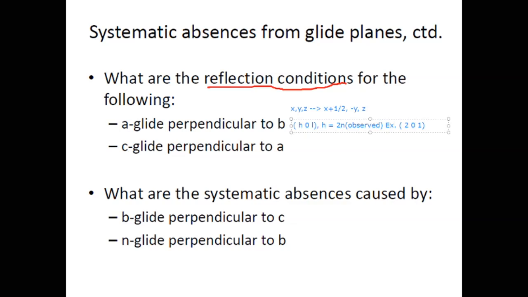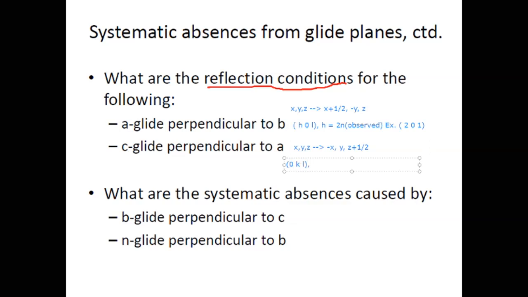Now if we look at a C glide perpendicular to A, we start with X, Y, and Z. Since we're perpendicular to A, X is going to be negative, so negative X, Y remains unchanged, Z plus a half. Now we want to look at the indices. Since X becomes negative, we don't have to worry about the H index. That's going to be 0. Y has no change, so we have to include it, K. And Z, we translate along, so we have to include that, that is L. So we're looking at the 0KL reflections.